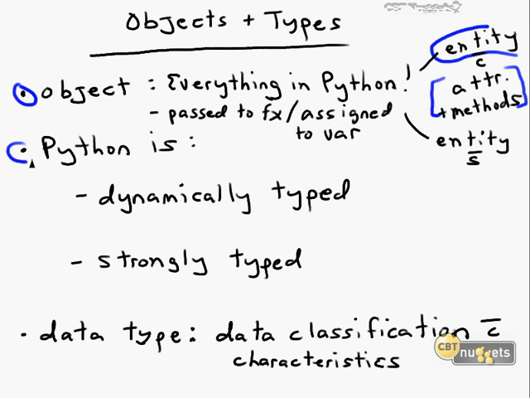Now the next thing, and this is a pretty key point, Python is both dynamically typed and strongly typed. Now what does that mean?